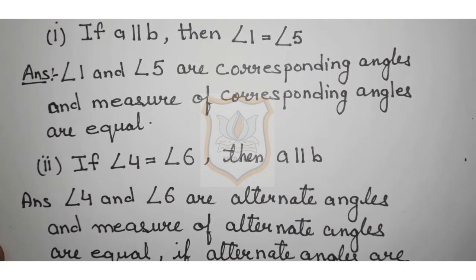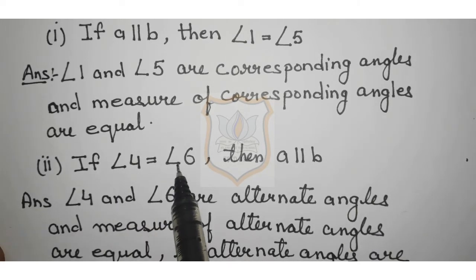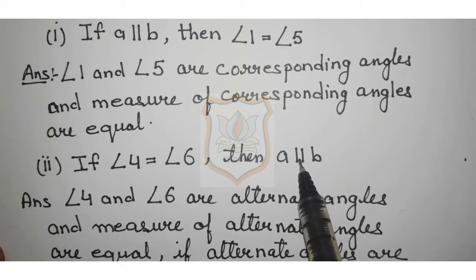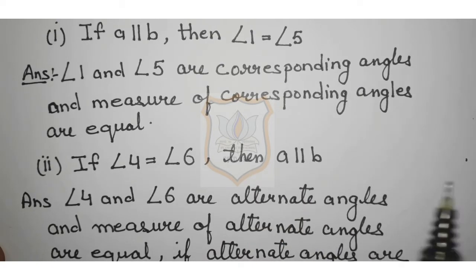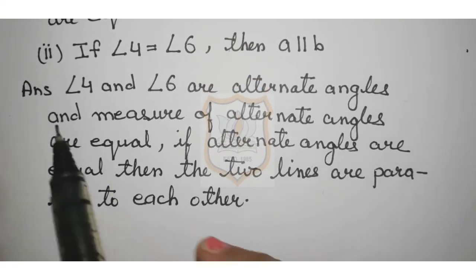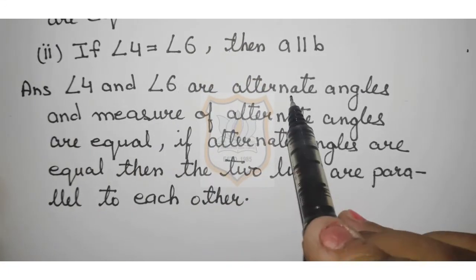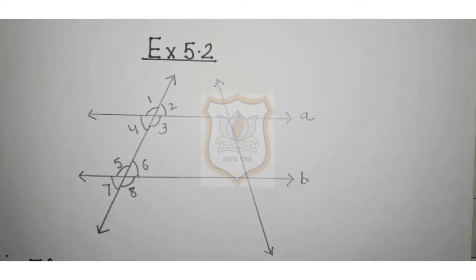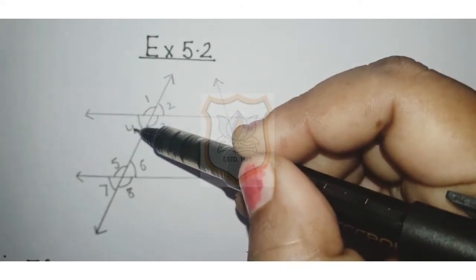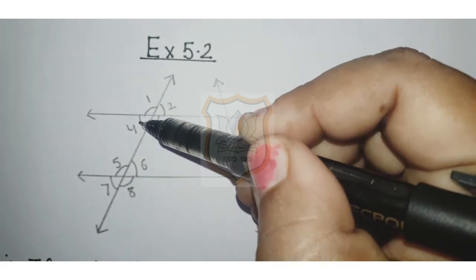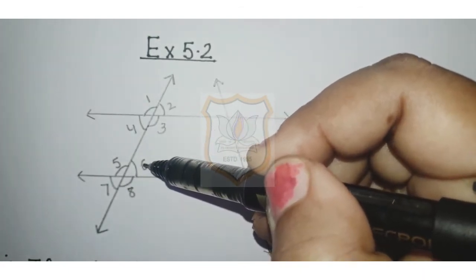Now students, second part is, if angle 4 is equal to angle 6, then line A is parallel to line B. That you have to tell. So reason for that is, angle 4 and angle 6 are alternate angles. Look at this figure. Angle 4, this one, and angle 6. Angle 4 and angle 6 are alternate angles.